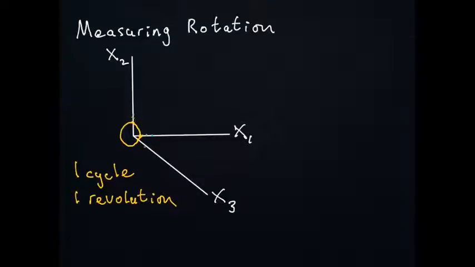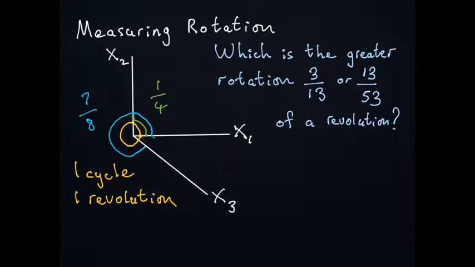Thus, rotating OX1 anti-clockwise to position OX2 represents a rotation of 1/4 of a cycle, 1/4 of a revolution. Rotating OX1 again anti-clockwise to position OX3 represents a rotation of 7/8 of a cycle, 7/8 of a revolution.